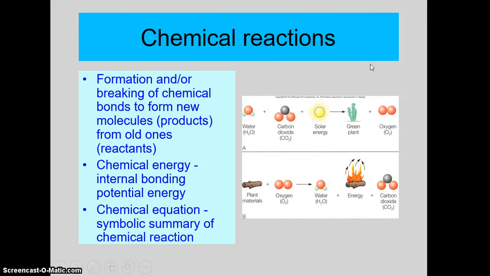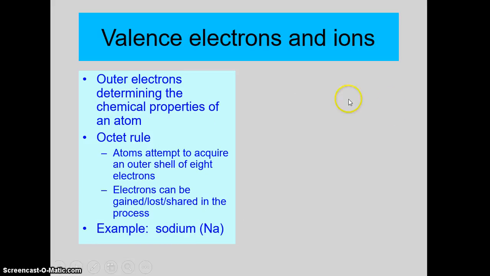Alright, so we have chemical reactions, we have reactants, generally on the left-hand side, going to products on the right-hand side. So this is just a pictorial. We'll actually get into chemical reactions in the next chapter, chapter 10.